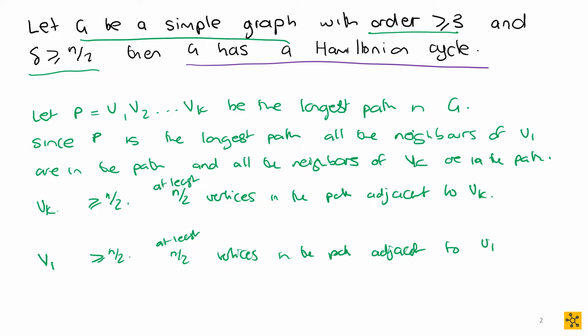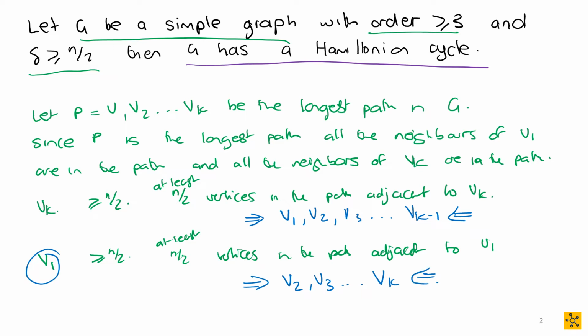Now we can go and say, okay, any of the vertices adjacent to vk are going to be v1, v2, v3, etc., all the way to vk minus 1, because the only one it's not going to be adjacent to is vk itself. Out of this group, there's at least n over 2 of them. And out of this group, here we start off with v2 because v1 is the one we're looking at. So v2, v3, etc., all the way to vk are possibilities for being adjacent to v1.